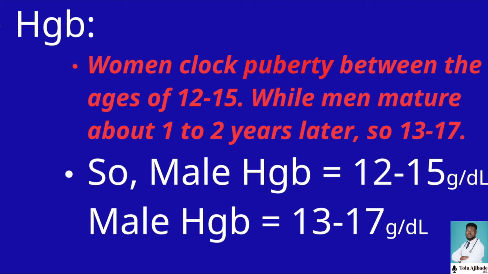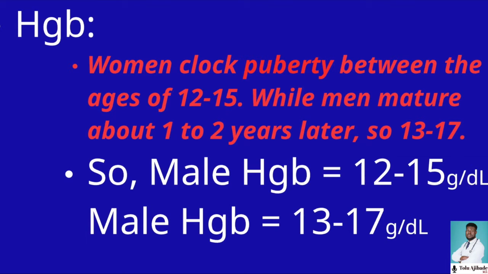The female hemoglobin, this was a typographical error, is 12 to 15 grams per dL, and the male is 13 to 17. You get what I'm saying? So that's how you remember that.